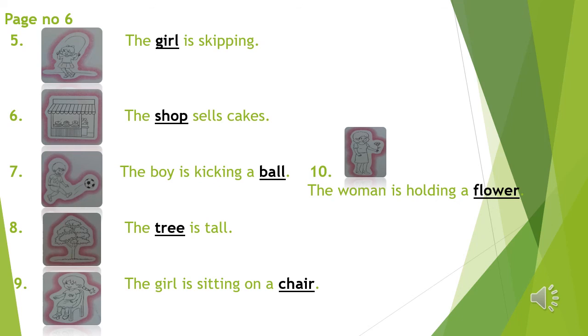Number 7. The boy is kicking a dash. Suitable word, ball. The boy is kicking a ball. Number 8. The dash is tall. Tree. The tree is tall. Number 9. The girl is sitting on a dash. Chair. The girl is sitting on a chair. Number 10. The woman is holding a dash. Suitable word for this sentence, flower. The woman is holding a flower.